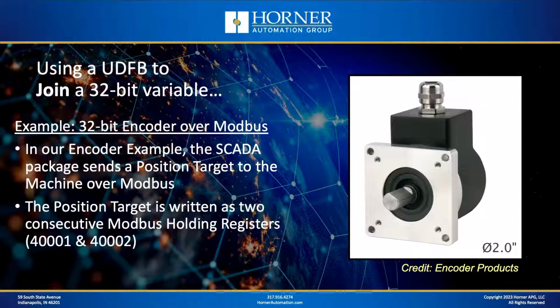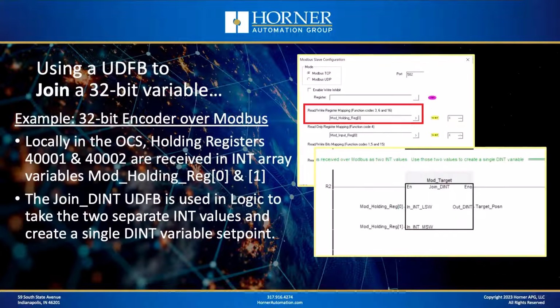And again, we're going to allocate those to 40,001 and 40,002. So that means, again, that they're coming in through that input array, the distinct components, and then we're going to use the join UDFB to take those two different integers and combine them into a single double integer. All right, so that's really what we're looking at today.